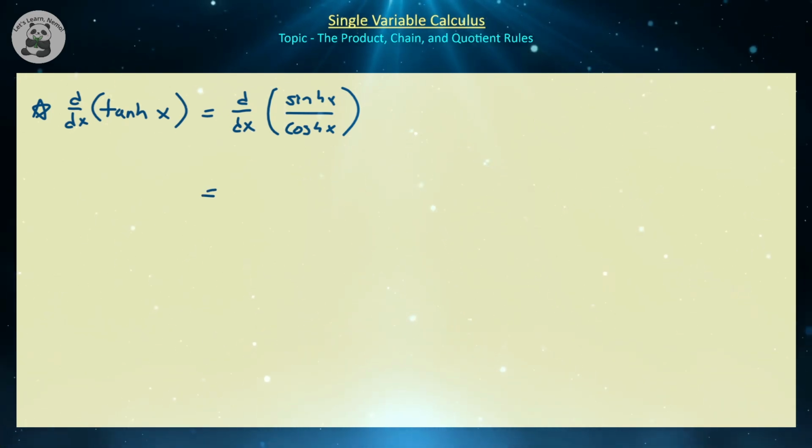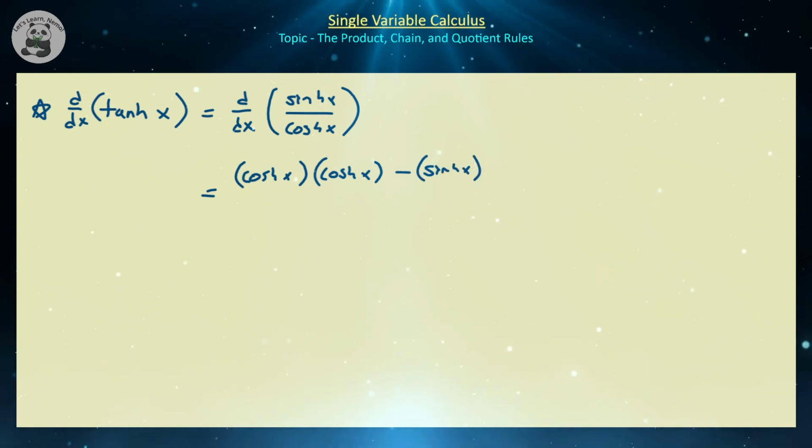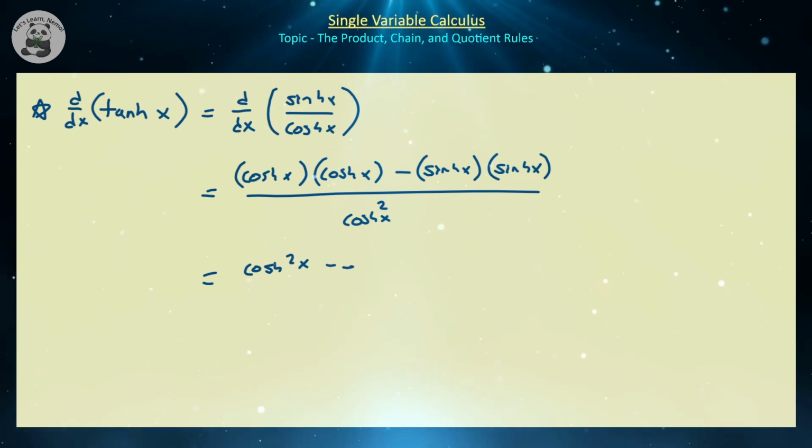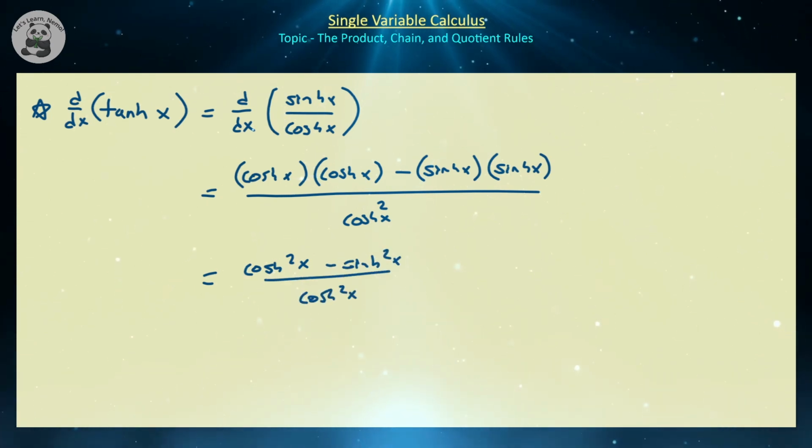So the derivative of hyperbolic tangent is going to be the bottom times the derivative of the top minus the top times the derivative of the bottom, and keep in mind the derivative of cosh is sinh, all over the bottom squared, which I'm just going to write as cosh squared. So cosh times cosh is cosh squared, and sinh times sinh is sinh squared, all over cosh squared.